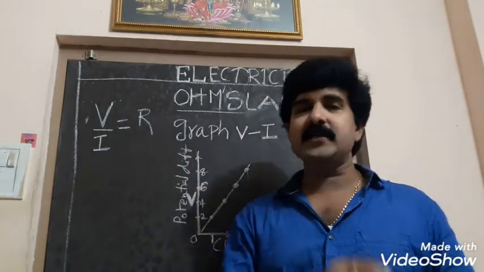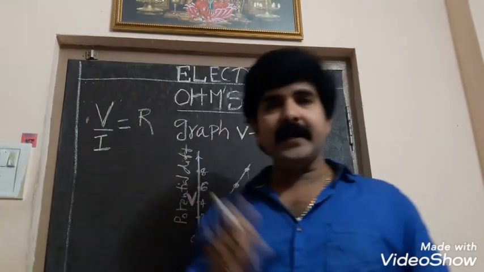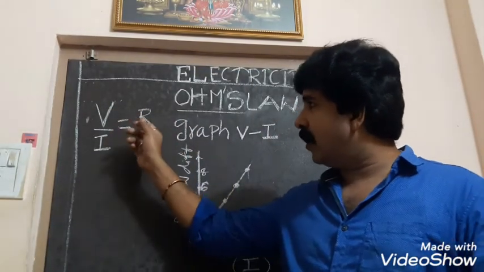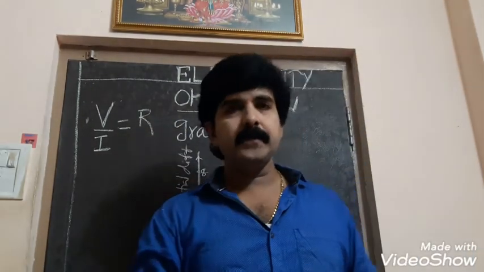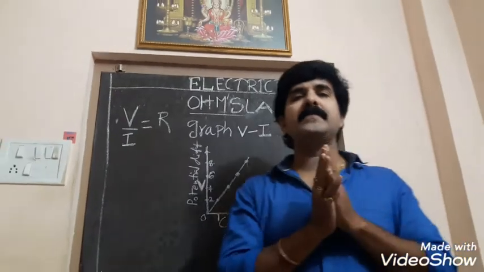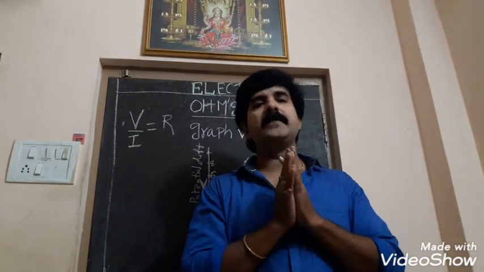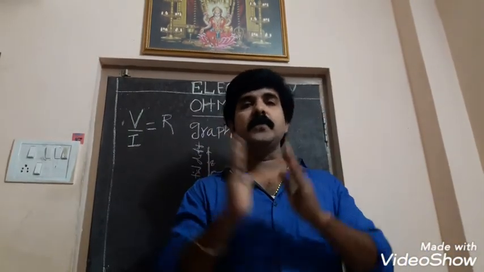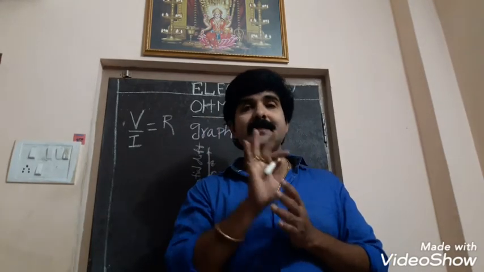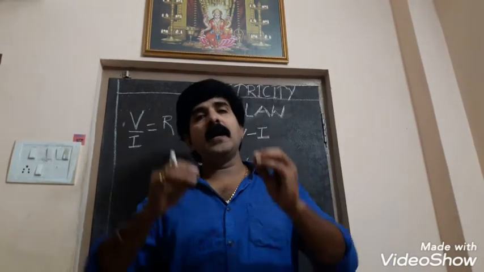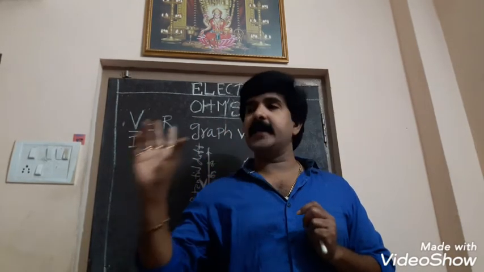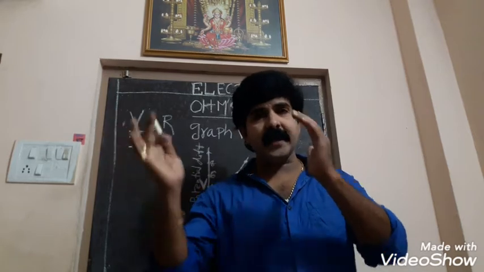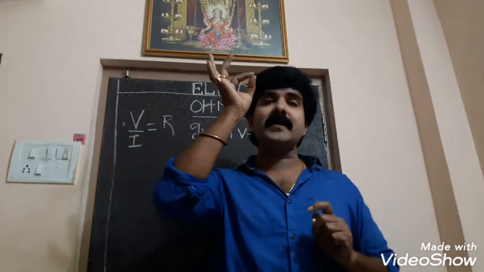We had the relation V is proportional to I, and V by I is equal to R, where we call R the resistance, a constant. And what is resistance? It is the property of the conductor to resist the flow of current. It doesn't mean that all conductors conduct electricity 100%. A conductor is allowing the flow of current through it, but it doesn't mean that it is conducting 100%.